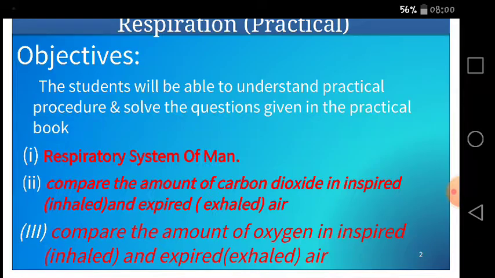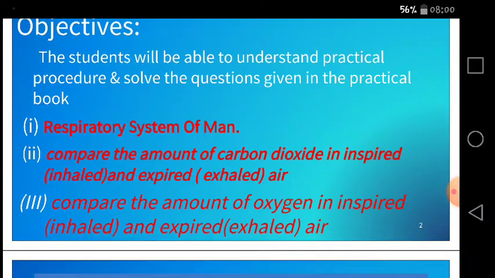We will be able to understand the practical procedure and solve the questions given in the practical book as your journal by focusing on the respiratory system of man. Secondly, we will compare the amount of carbon dioxide in the inspired or inhaled and expired or exhaled air. Thirdly, we will compare the amount of oxygen in inspired and expired air.